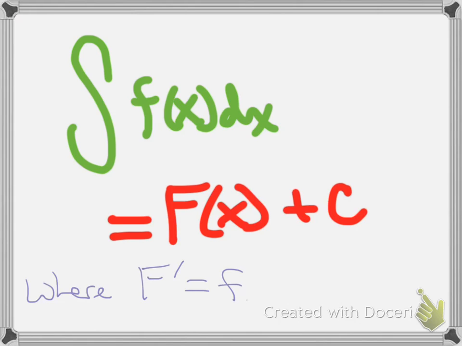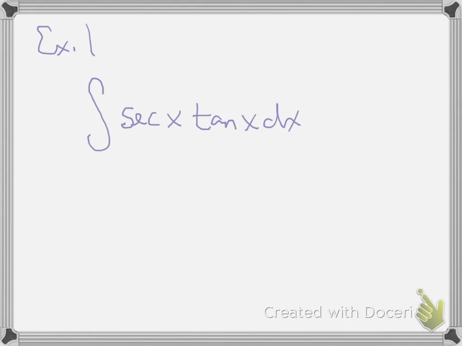Again, taking the derivative of capital F will give us lowercase f. Of course, derivative of c will be 0, so that goes away in the process. But the point is, with this collection of symbols in green here, we're trying to find the most general antiderivative. Let's get some examples in.